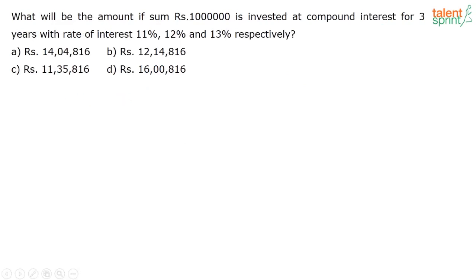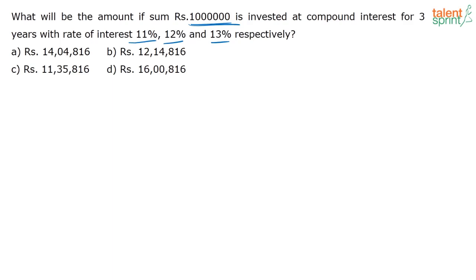What will be the amount if the sum of rupees so much is invested at compound interest for 3 years at the rate of 11%, 12% and 13% respectively? See, in our videos also you would have seen that there is one model wherein there is varying interest rates, right? So for that also we use the effective percentage concept, same type of question that has come here.